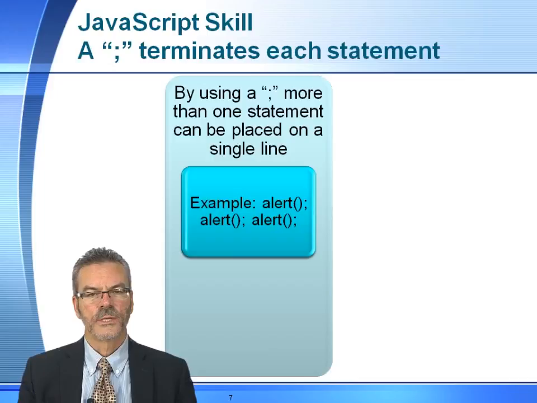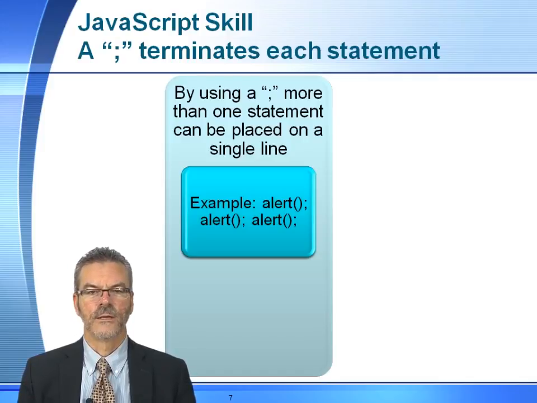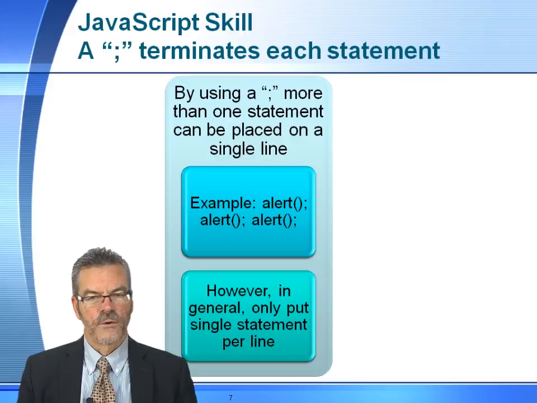So by using a semicolon, more than one statement can be placed on a single line. So notice we could actually say alert, semicolon, alert, semicolon, alert, semicolon, and in this case it would execute 3 alerts, one after the other. So do the first one, do the second one, and then do the third one. However, in general, the recommendation is to only put a single semicolon per line, that is, per statement.